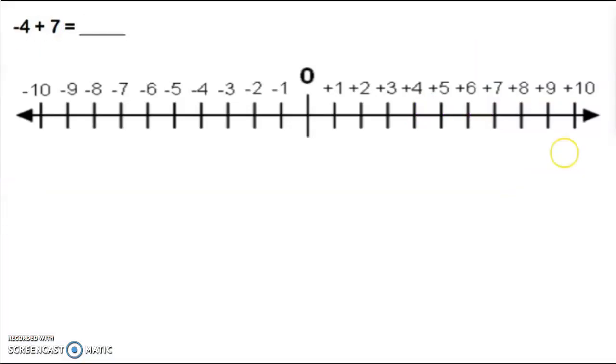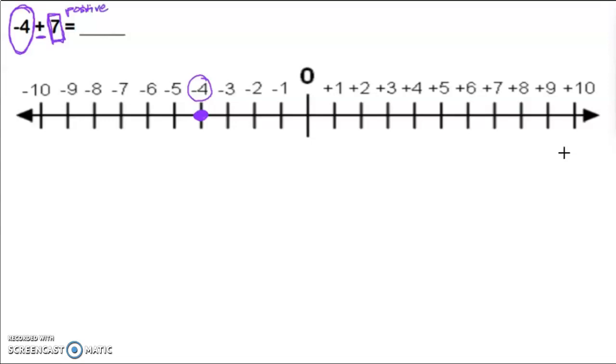Let's look at 2 other ones. -4 plus 7. Again, we are going to start at -4. And in this case, we're starting in the negative, but we're adding a positive number. So we are going to add in the positive direction.